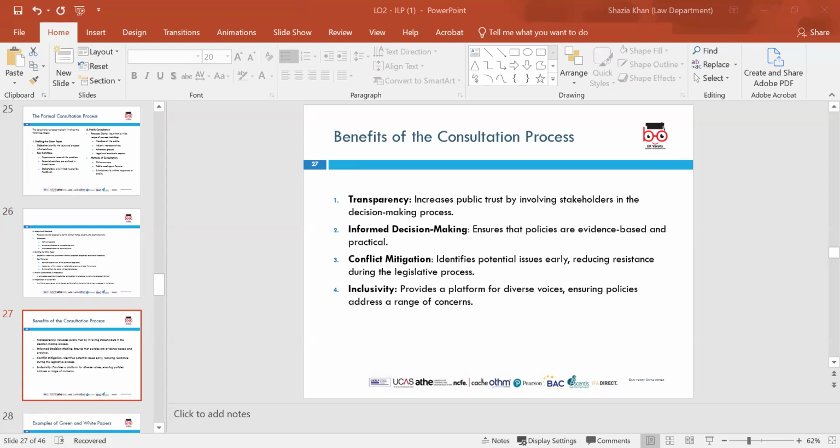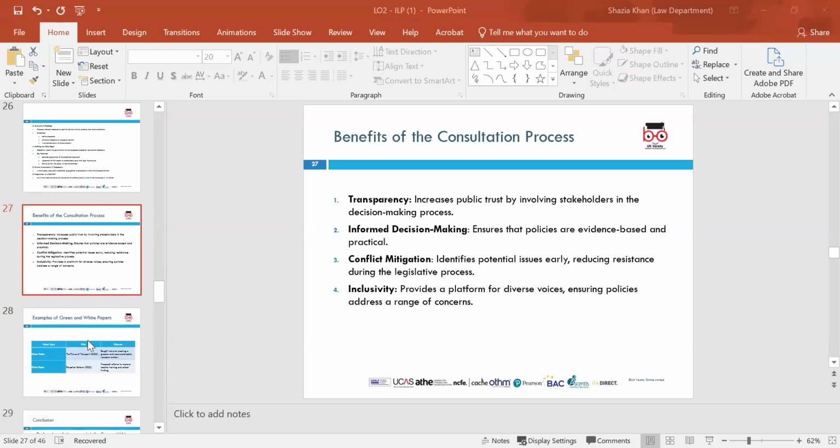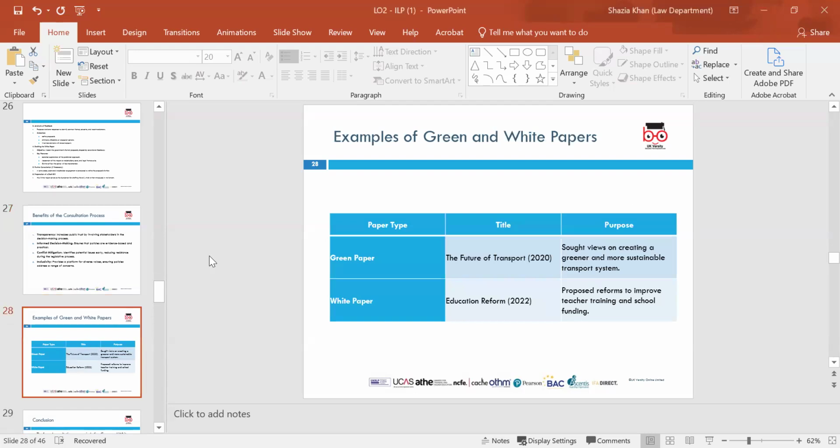So the whole point of it is to increase public trust in the element of transparency, make sure that they've got informed decision making and inclusivity, make sure that they're able to plan the policy and decision making, make sure that things are in place, provide a platform for diverse voices as well, reducing any sort of resistance within the legislative process. So, example in the diagram of green paper, white paper.